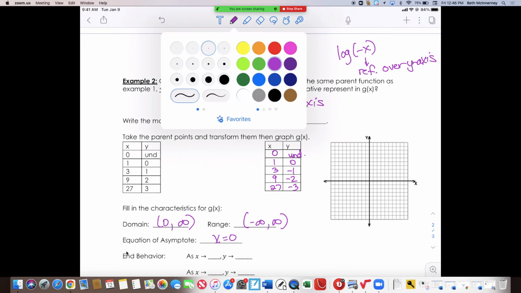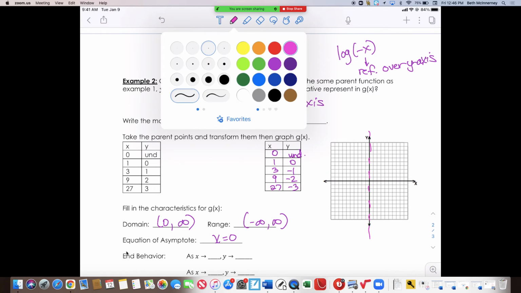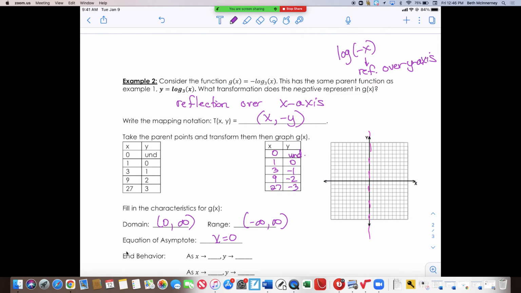So I'm going to sketch my vertical asymptote. That is a requirement of the graph. Then I'm going to do (1, 0), then (3, -1), (9, -2). And keep in mind, it's being reflected. So hopefully you can see how that piece that normally went straight down is getting flipped upwards.